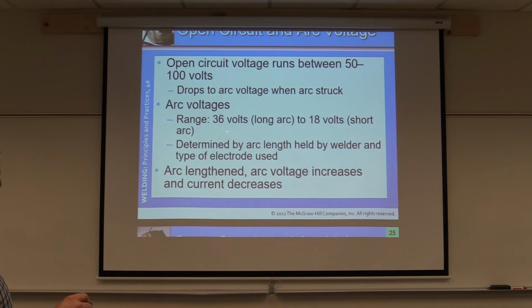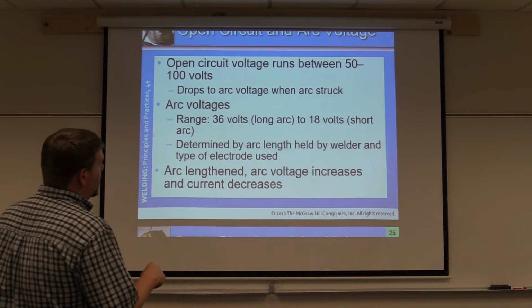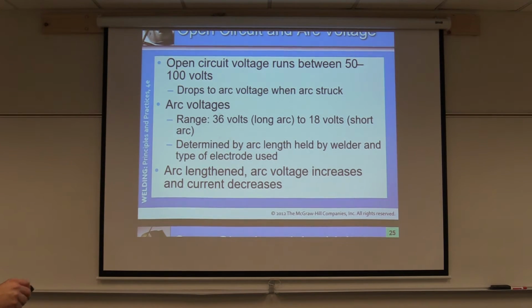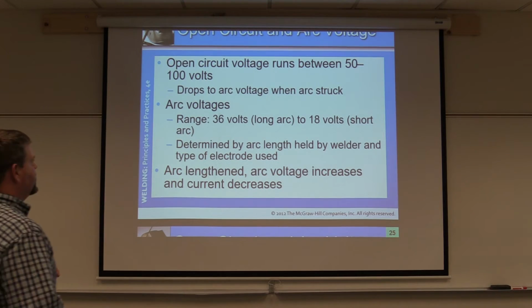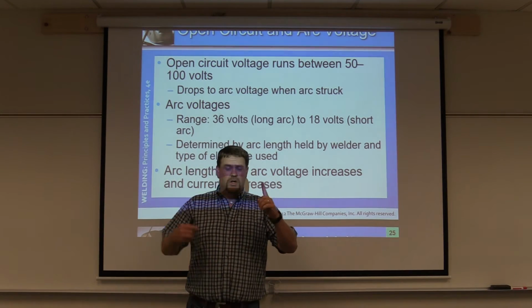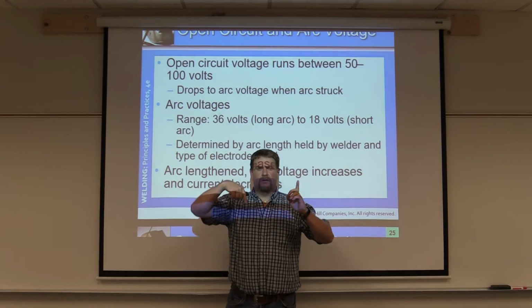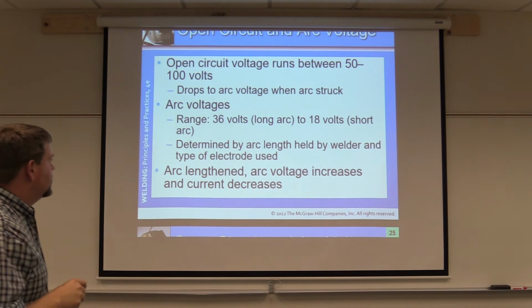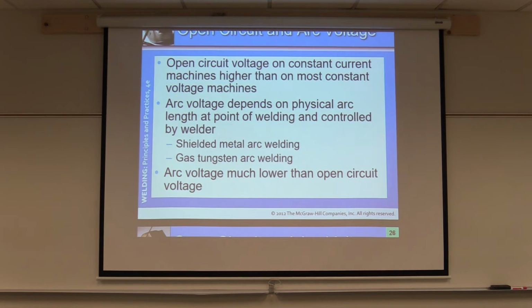Arc voltages, 36 to 18. Now notice, these are voltages, not amperage, right? So your amperages can be a lot higher as well. So as the arc is lengthened, arc voltage increases, current decreases. You constantly have to have one or the other. If voltage increases, amperage decreases, and vice versa. Okay, they're in inverse proportion. All right, open circuit voltage on constant current machines is higher than on most constant voltage machines.